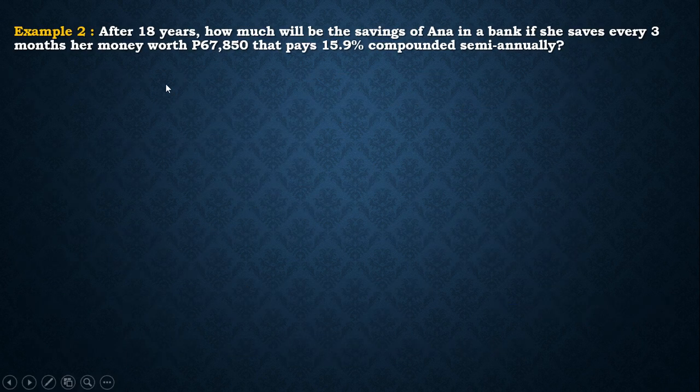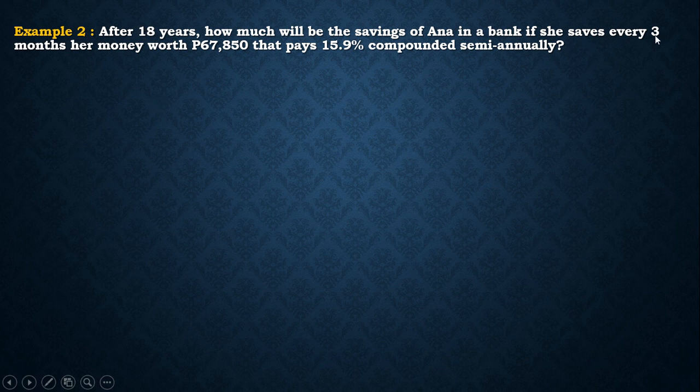Sample number 2. After 18 years, how much will be the savings of Anna in a bank if she saves every 3 months her money worth 67,850 that pays 15.9% compounded semi-annually? So si Anna raw ay nag-ipon sa bangko at siya ay naguhulog ng 67,850 kada 3 months na kung saan may interest na 15.9% at compounded semi-annually. Nais niya raw makita kung magkano ang savings ni Anna or savings niya after 18 years.